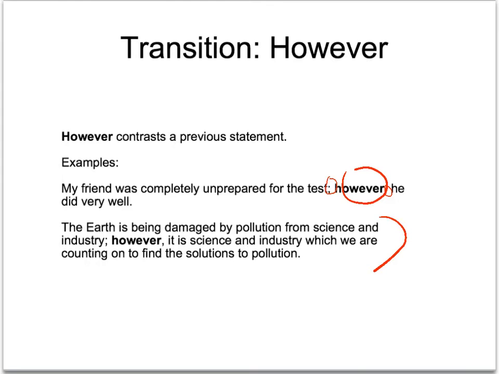So science and industry are causing pollution, but it is also science and industry who have the ability and the know-how to actually combat pollution in the future. So it's a kind of race that the same organizations or companies that are producing pollution are the ones who we are hoping in the future will be able to save us from pollution. So the word however shows this kind of contrary position.